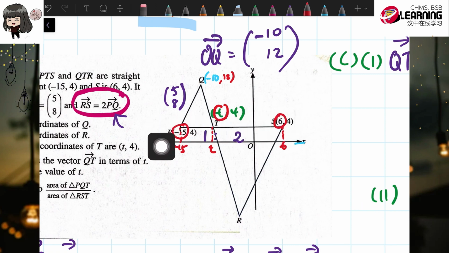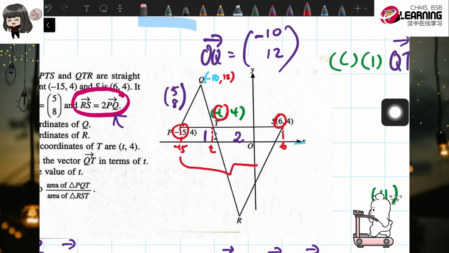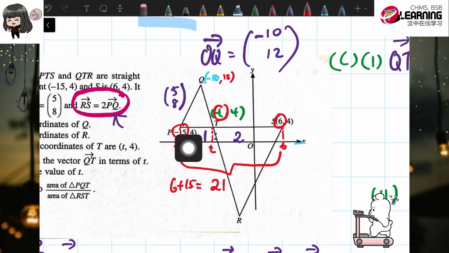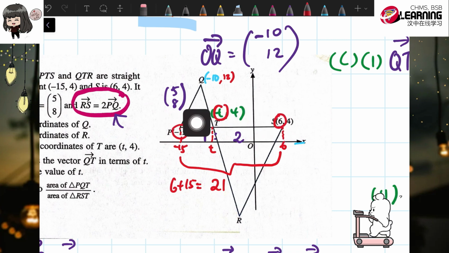So negative 15 until 6, the length is actually 21, because 6 plus 15. This is 21. There are 21 units from P to S. If you go to the right, 1, 2, 3, 4, you count, it's actually 21 steps to S. Here until here is 21.